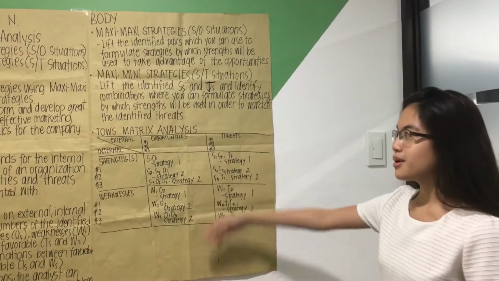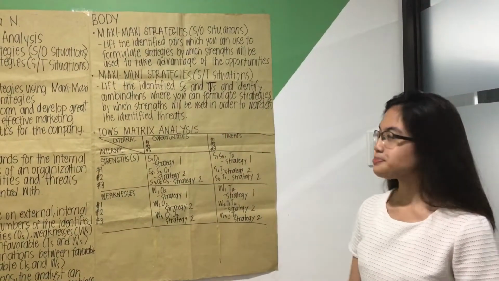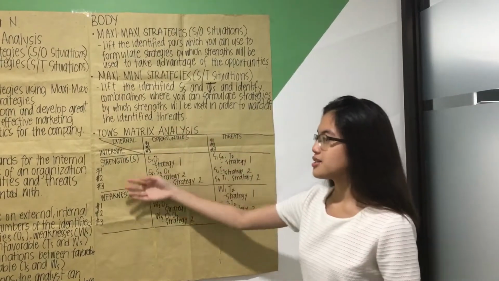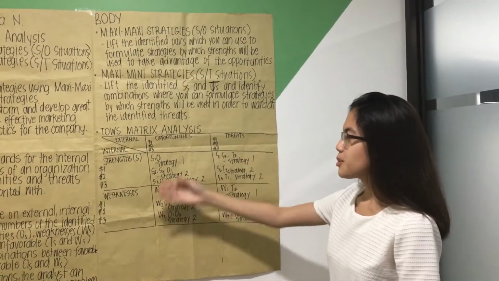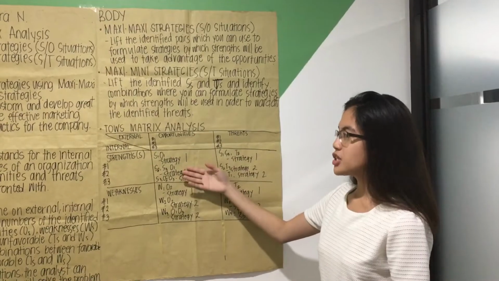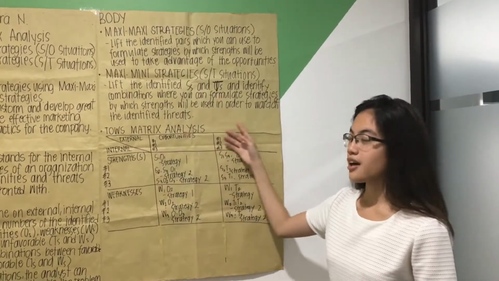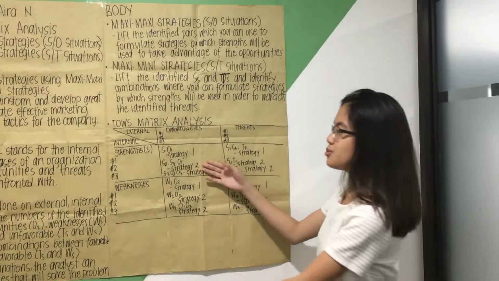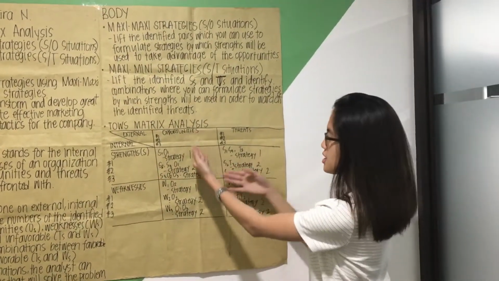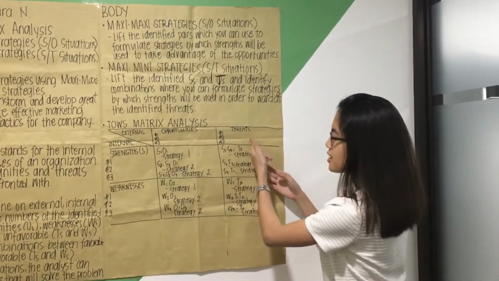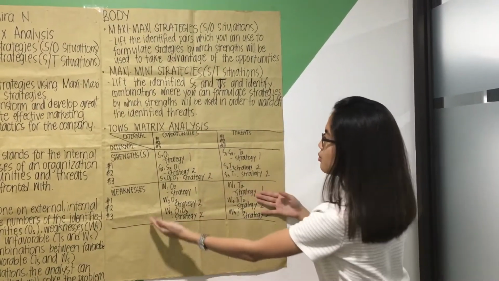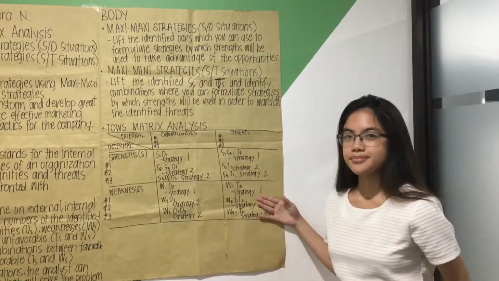Next is the format of the TOWS matrix analysis. It contains the external opportunities and threats and the internal strengths and weaknesses. So these particular cells will be a combination of the internal and external factors. Here, in order to formulate strategies, you will need the strengths and opportunities. Here, the strengths and threats. Here, the weaknesses and opportunities. And here, the weaknesses and the threats.